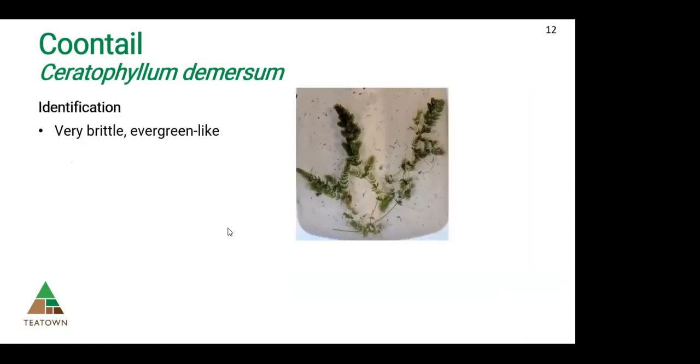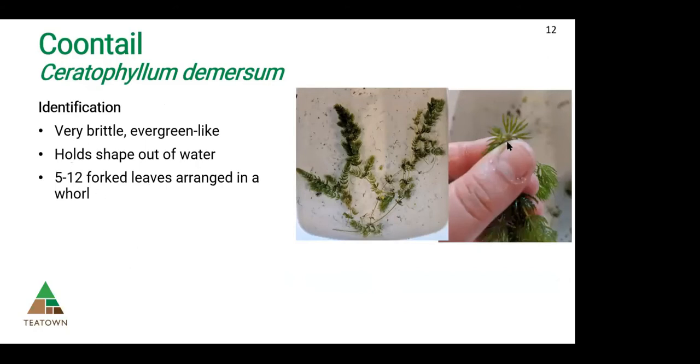And how we can identify this, it's very brittle, almost evergreen-like, tree-like, and it stays like that pretty much the whole season. Obviously, it'll die to some extent, but it doesn't die off and lose its color as quickly as some of the other aquatic plants you'll see. And because it's so brittle, it does hold its shape out of water. It's got 5 to 12 of these forked leaves arranged in a whorl. And if you look at each one of these leaves, there's 2 prongs.